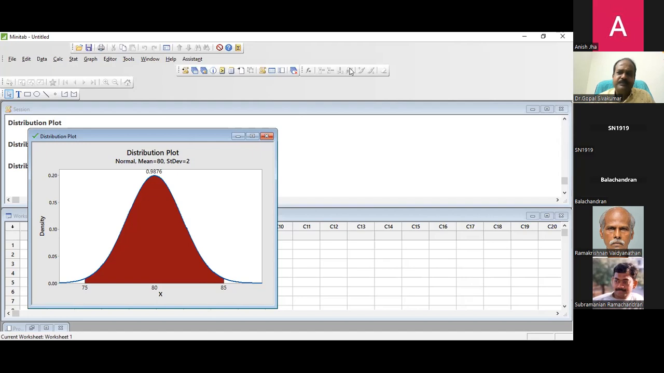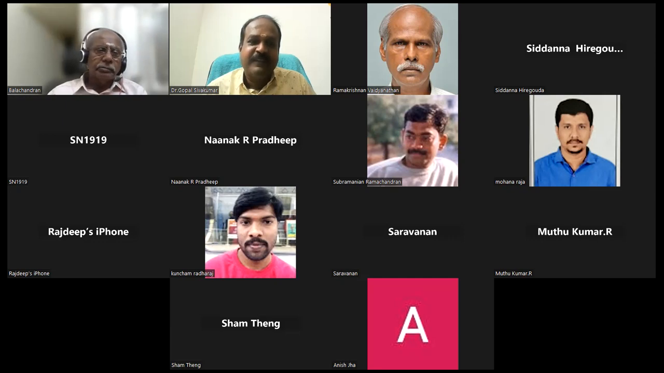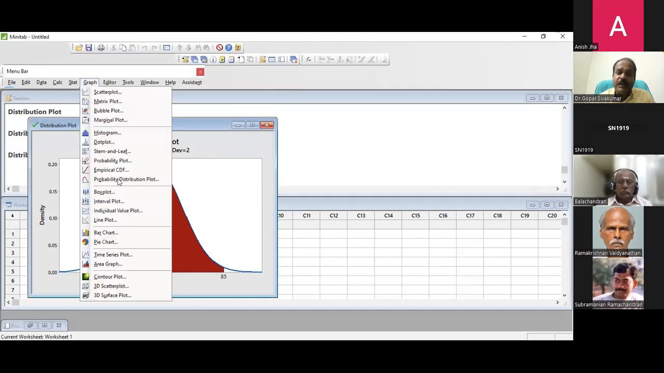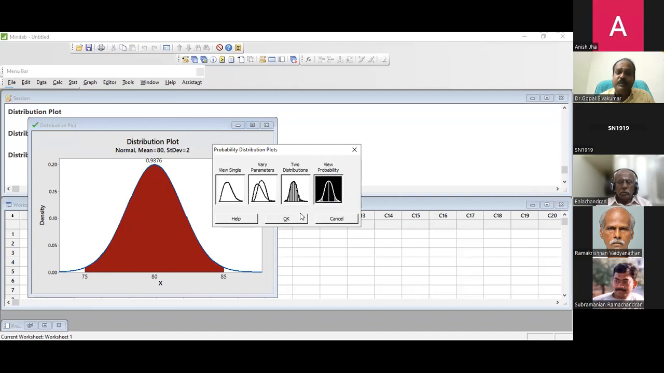When we started, there was a question: when the standard deviation is high, automatically the curve will go very lean? Correct. Standard deviation high means the dispersion is high, and variation will be more. Let me increase the standard deviation. Graph, Probability Distribution Plot, View Probability.